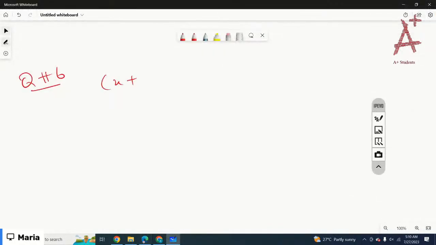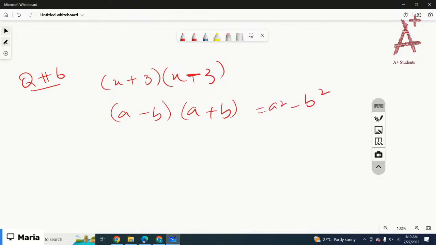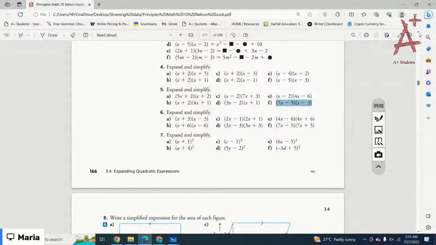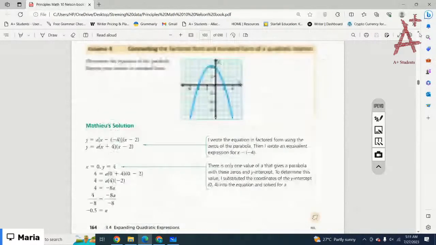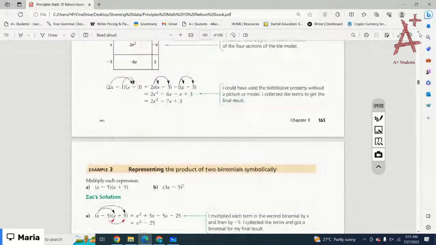Whenever you have terms like this, a minus b and a plus b, you can write them as a square minus b square. You can simply write them with a difference of squares. It would be a square minus b square. So you can write them as x square minus 3 square. So 3 square is 9. So it would be x square minus 9. That is the product of two binomials. Got it?